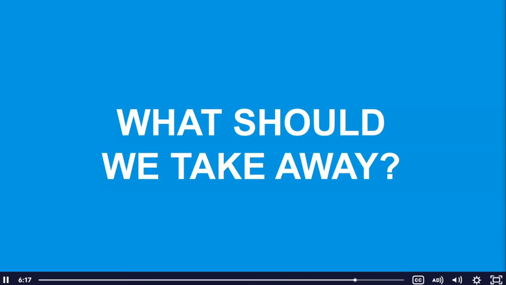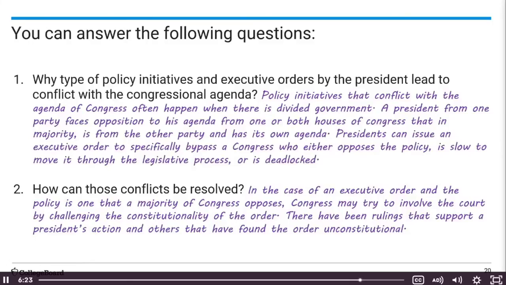All right, so what should we take away? We can answer the question, what type of policy initiatives and orders by the president lead to conflict? If there's divided government, those are going to be the ones that lead to conflict. And presidents can issue executive orders to bypass Congress, and that can make them pretty unhappy. But it does sometimes happen when Congress is not moving. Maybe there is something that needs to be done right away, or the president says it needs to be done, and so he's going to go ahead and do that.